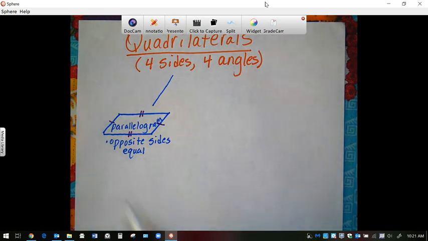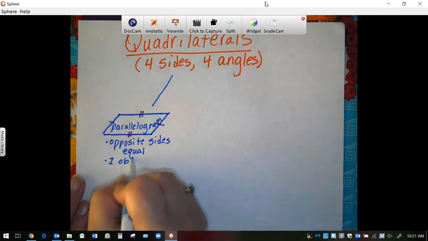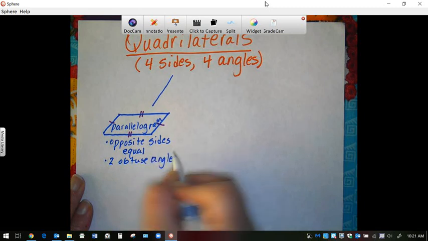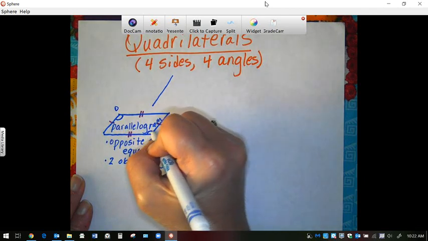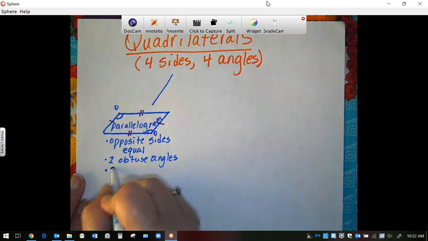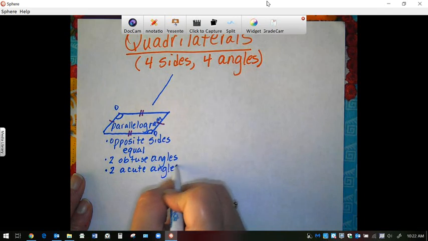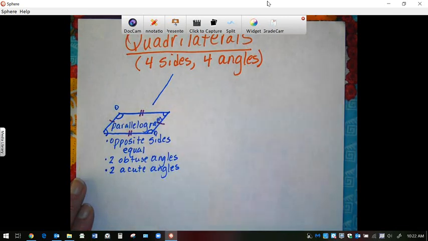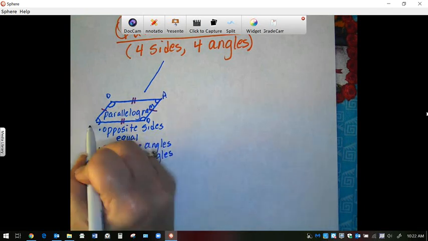Alright? Another feature of it is that it has 2 obtuse angles, and the obtuse angles are right there. It also has 2 acute angles, and the acute angles are the small ones, less than 90 degrees, and they're right there. So this one is acute, and this one is acute.